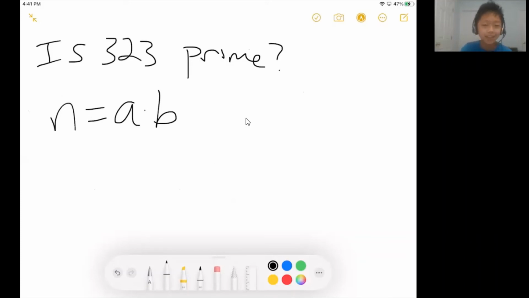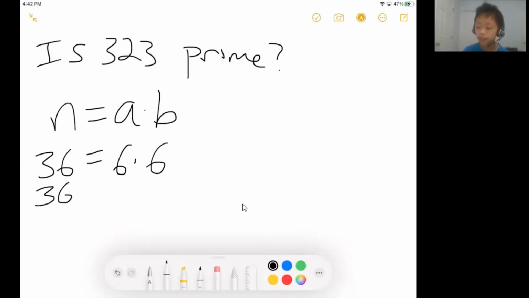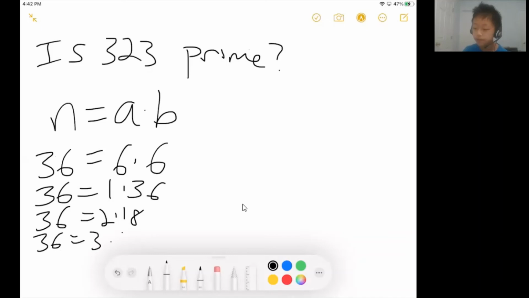It might be kind of confusing, so let me give an example. Let's take 36, for example. 36 is a perfect square, right? I can write 36 as 6 times 6. Now, notice that if I were to write 36 in any other way as the product of two numbers, like 1 times 36, 2 times 18, 3 times 12, and so on.